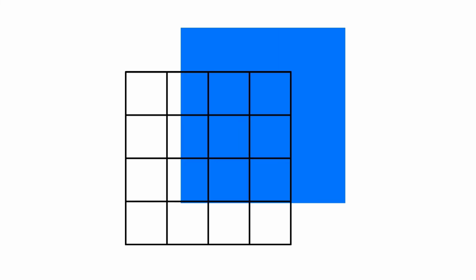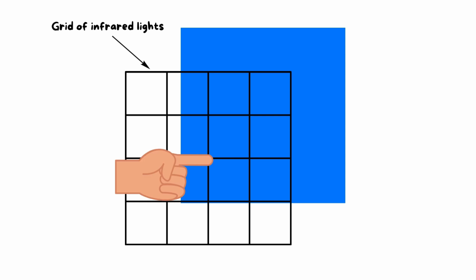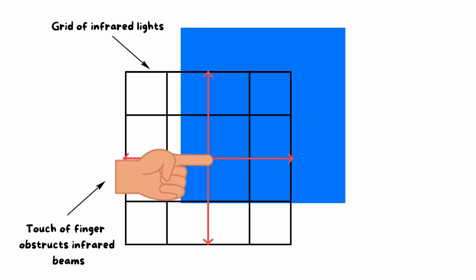Next, we have infrared touchscreens, which operate in a completely different way. These use an invisible grid of infrared light beams emitted by LEDs on one side of the screen and detected by sensors on the opposite side. When you touch the screen, your finger blocks the light beams at specific points, and the system calculates the X and Y coordinates based on the interrupted beams.